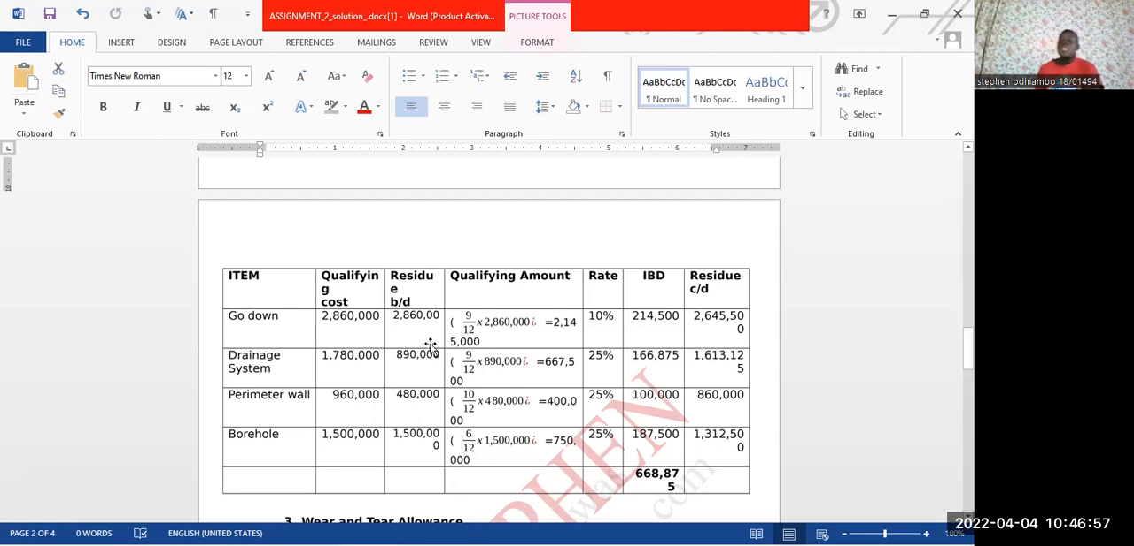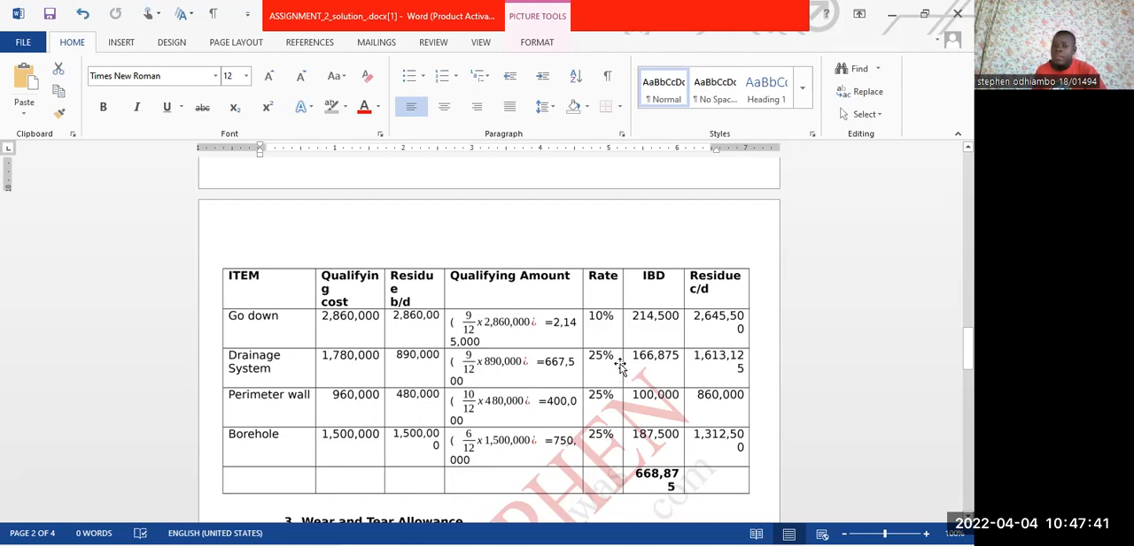So at what rate do we charge each of the following industrial building deduction? We find that a godown will always be charged at 10%. Drainage, perimeter wall, borehole, those are always charged at 25%. So for the qualifying amount, you take the qualifying amount times 10%, which is here, this 2,145,000. You just take 10 over 100 times that 2.14 million, and you will be getting this, and that is a must. You will be repeating the same.